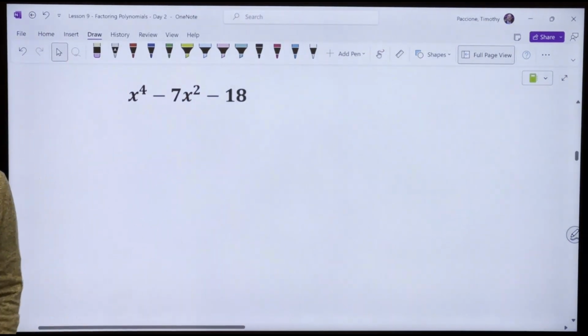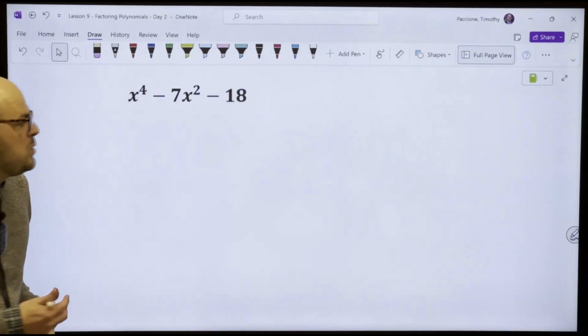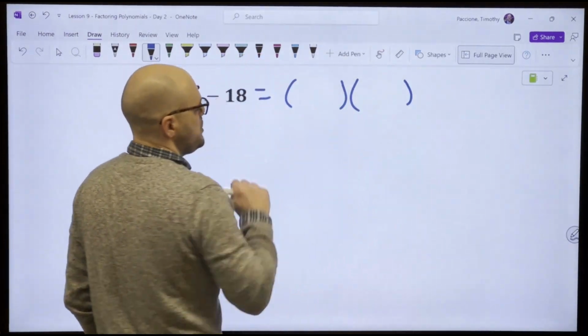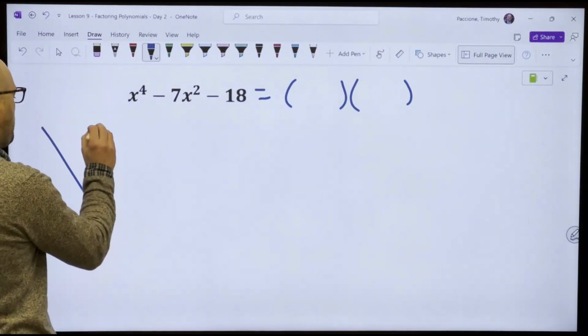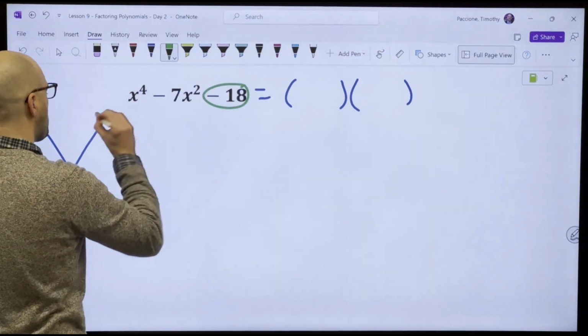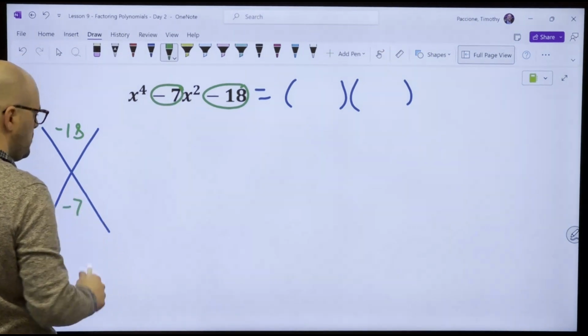So again, we're trying to factor this. We're trying to find smaller pieces that would multiply to give me the bigger piece, right? So I'm looking for what goes in there. So I use magic X. I put the last number with its sign right here. I put the middle number right here, C and B.